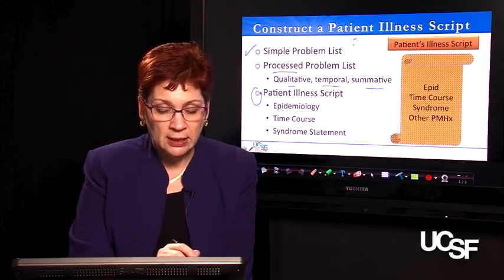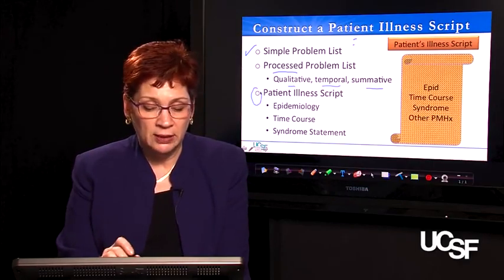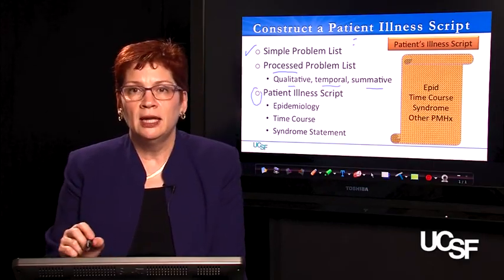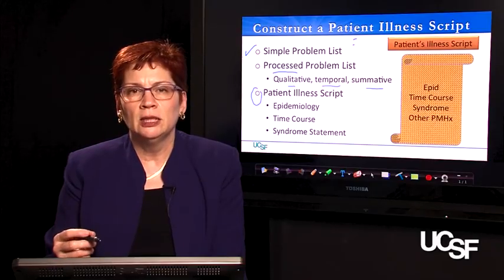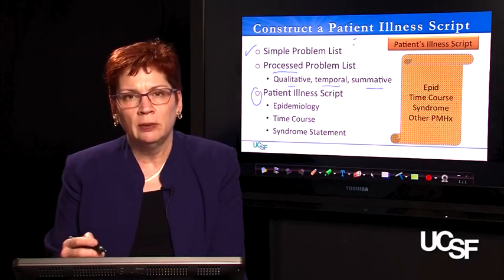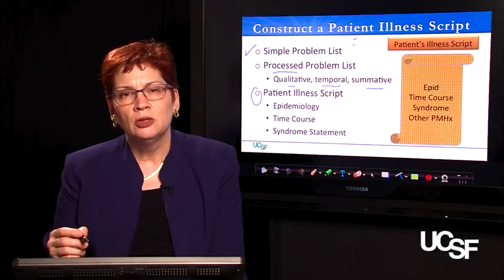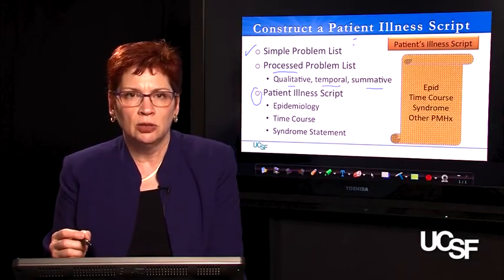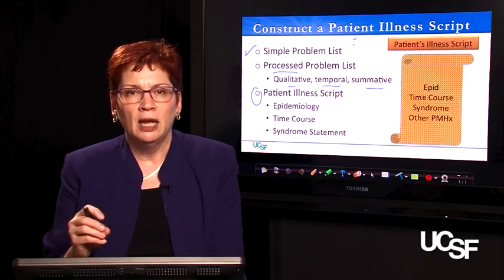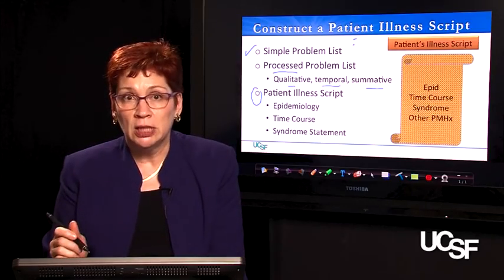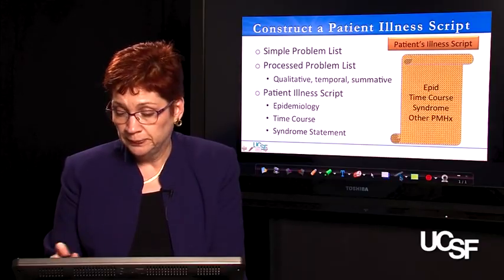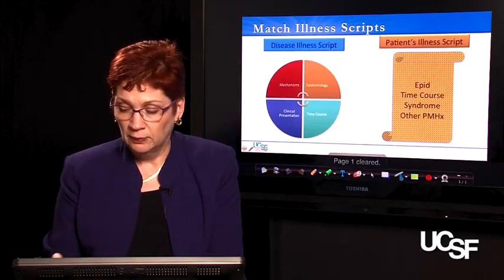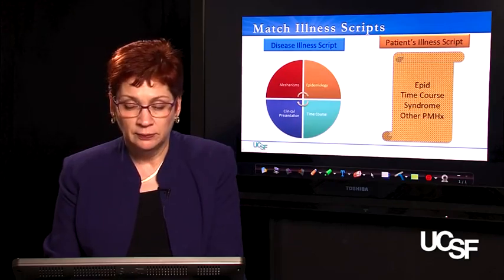And then put those together from that process problem list into a patient illness script that is essentially similar in structure to a disease-based illness script. And we do this very deliberately so that we can compare a patient illness script to the disease illness script and make matching a much easier task, as we see here.